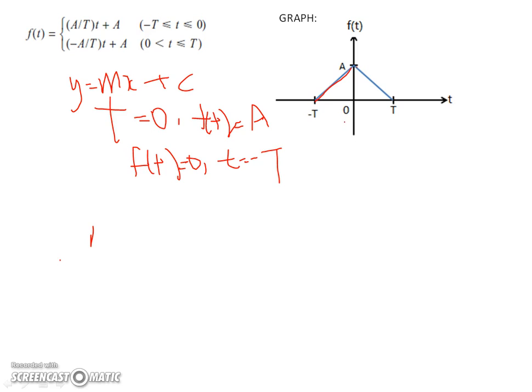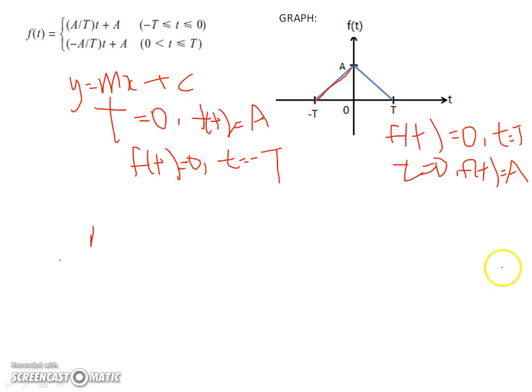So for boundary 0 to T, when f(t) equals 0, t is equal to big T, and when t is equal to 0, f(t) will equal to A. So we can plot another line using these 2 points. So basically this is the graph for the piecewise function f(t).